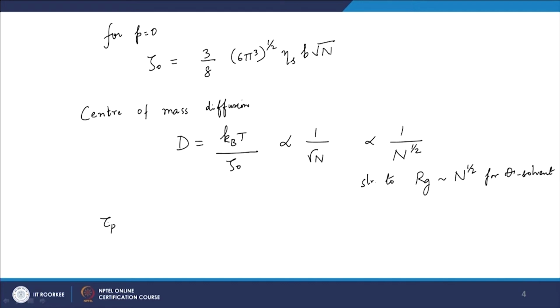We can also define the relaxation times just like we did for the Rouse model, which in this case would give rise to p to the power minus 3 by 2, and here tau 1 is given by, so I am simply skipping all the derivations just to briefly mention all the key results that we obtain. So, this is what we have got for the Zimm model in a theta solvent case.